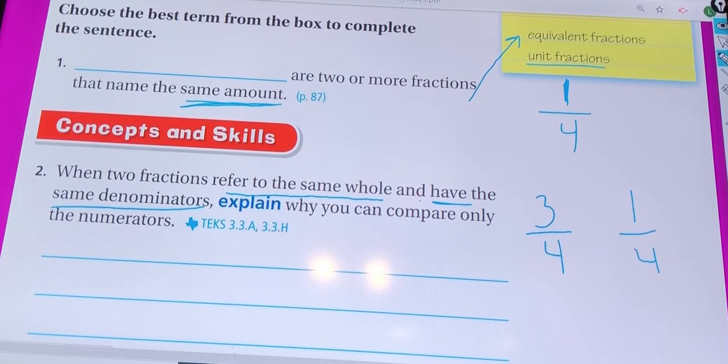So if I have 4 pieces that are the same size and I eat 3 of them, that's going to be greater than the 1 piece that's left. And I'm not going to write all that down, but that's what that means.